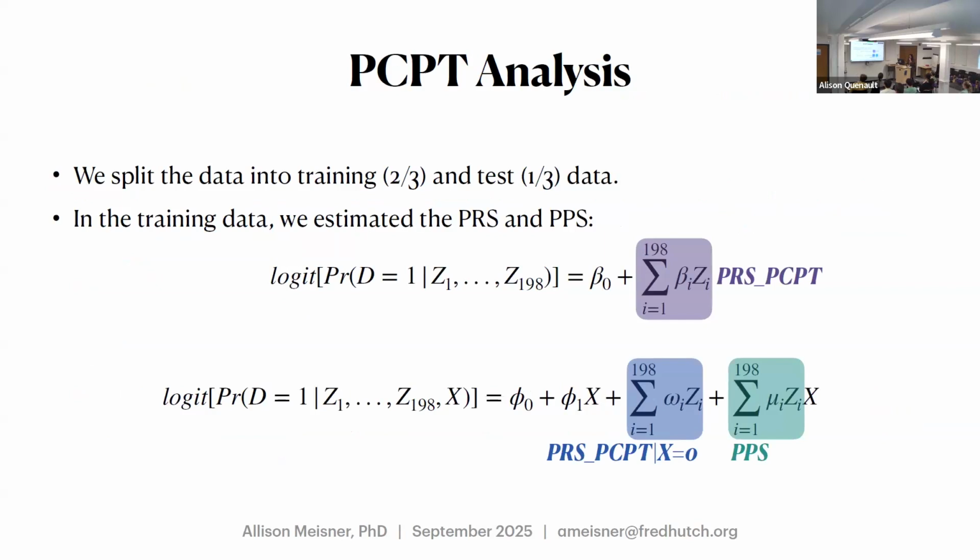Okay. We split the data into training and test data. I'll get to some of the challenges of that at the end. But in the training data, we estimated the PRS. The PRS that we estimate in our training data, I denote as PRS_PCPT, being different from PRS catalog in that the weights, the betas, are estimated in the PCPT data. They're not the published weights. And then we also estimate the PRS amongst the control arm and the PPS down at the bottom.